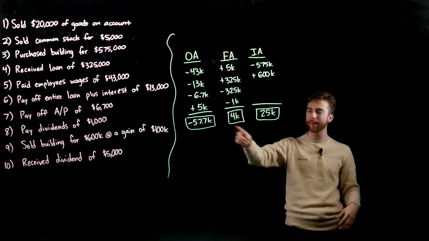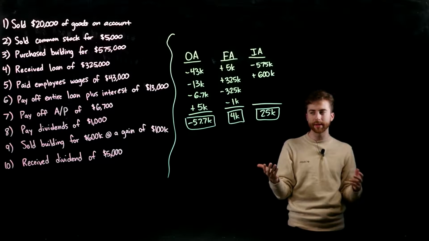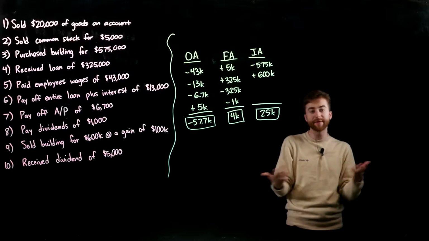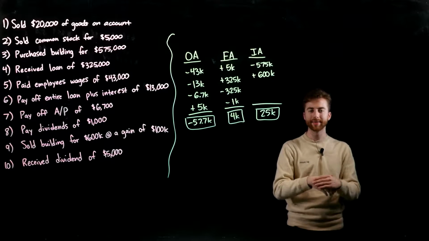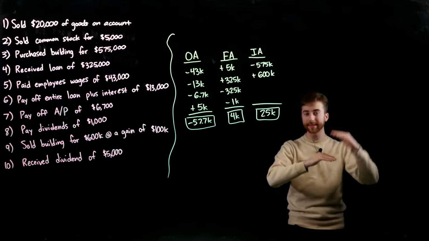And so what's happening is that I sold the building for $600,000, so the undepreciated portion, the book value of it, must have been $500,000. Because if it's a gain of $100,000, that means it was sitting on my books at $500,000, but I sold it for $600,000, so that's a gain right there.